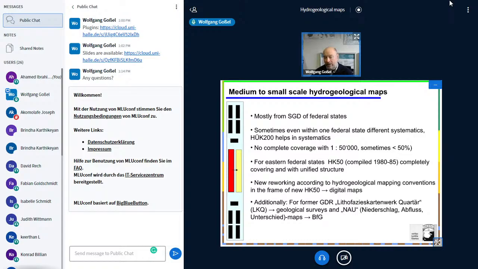On the other hand, this NAU Kartenwerk, Niederschlag, Abfluss, so precipitation, runoff, and the difference between precipitation and runoff, this map set is not very helpful. For certain questions, for instance, the question of groundwater recharge, this is helpful, but normally not. Okay.